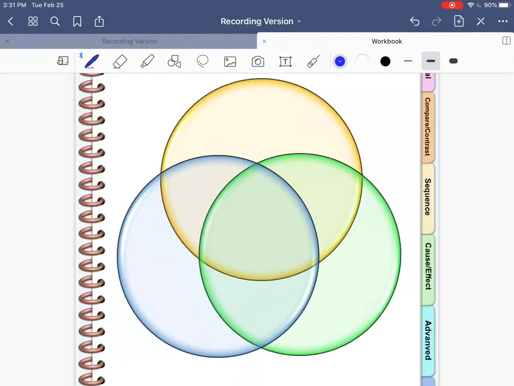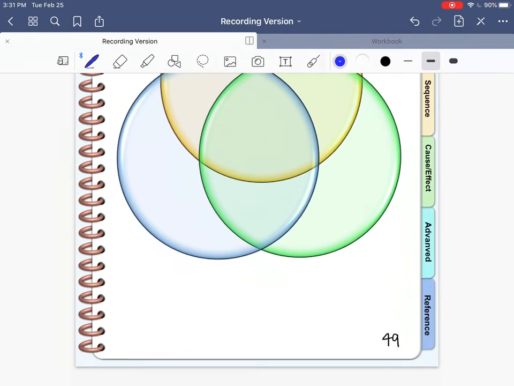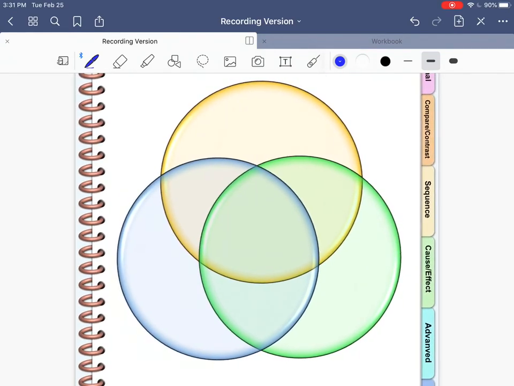But if you look at page 49 in your book, you see a Venn that compares three things. Okay? So this Venn is really more complicated than something you're likely to see on a test. But then again, if you're going on to college, you may see this. So I wanted to challenge us just a little bit and see what we can do with this diagram.